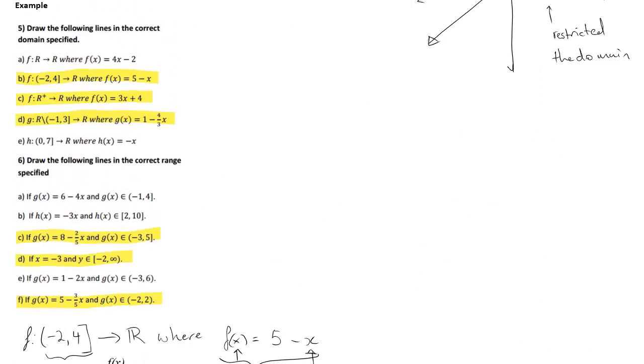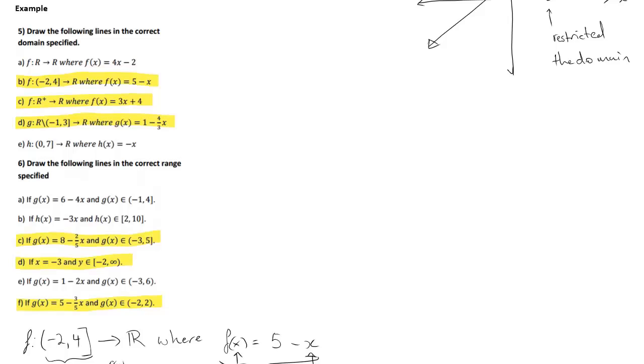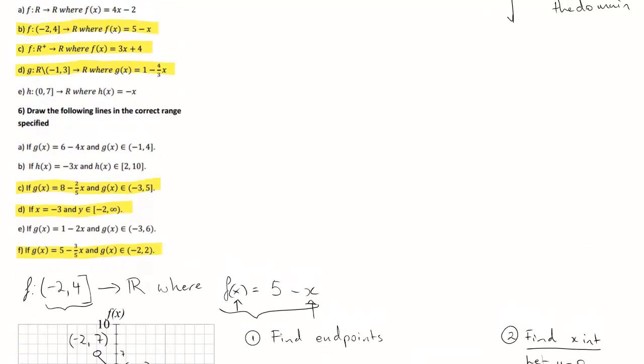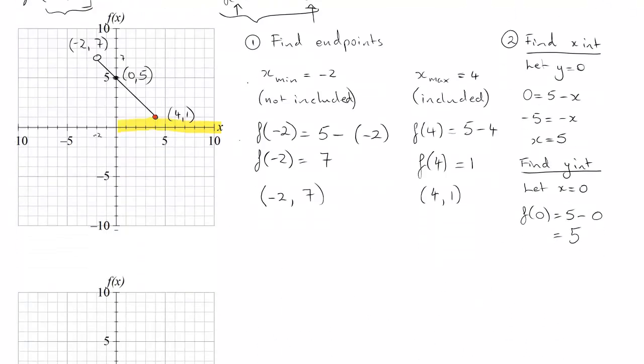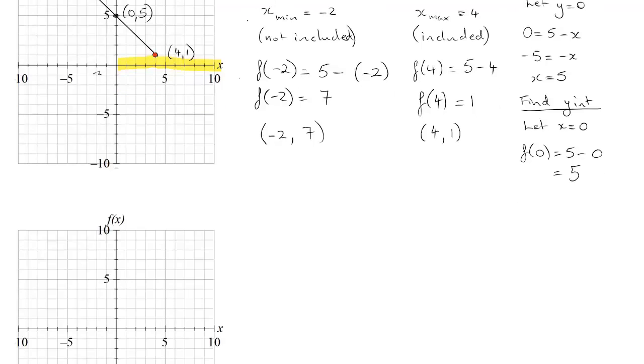Which question did we decide on? Okay, so question C. Now, let's have a look at whether I can remember this. So f from R positive to the codomain of R, okay. I will, in the next video, actually write these out. So f from R positive to R, and then f(x) being equal to 3x plus 4.